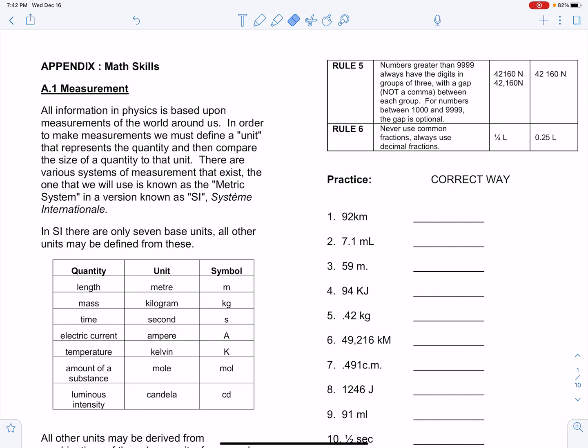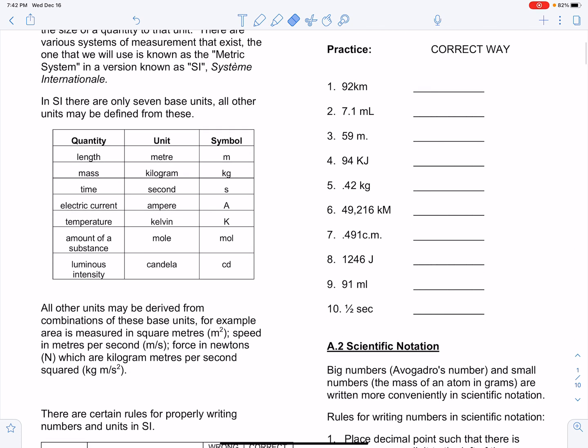All other units may be defined from these. The 7 base units include length, mass, time, electric current, temperature, amount of a substance, and luminous intensity. All other units may be derived from combinations of these base units. For example, area is measured in square meters, speed in meters per second, and force in newtons, which are equivalent to kilogram meters per second squared.